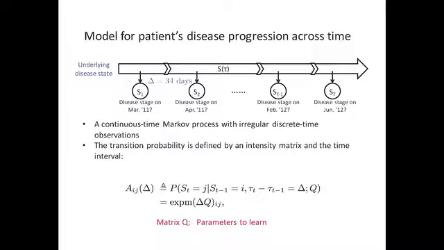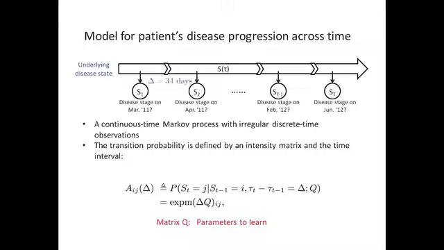And notice that the observations of the patient's data might be at very irregular time intervals. And that's going to be OK with this approach. Notice that there's a 1 month gap between S1 and S2, but a 4 month gap between S_{T-1} and S_T. So we're going to model the patient's disease stage at the point in time when we have an observation for the patient.